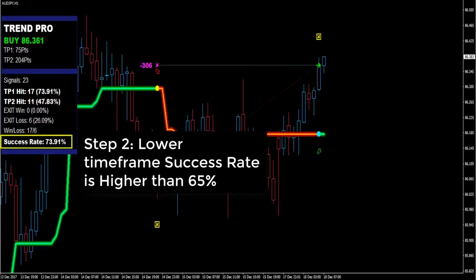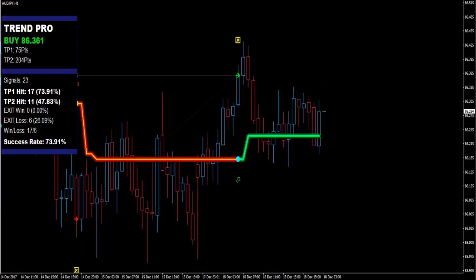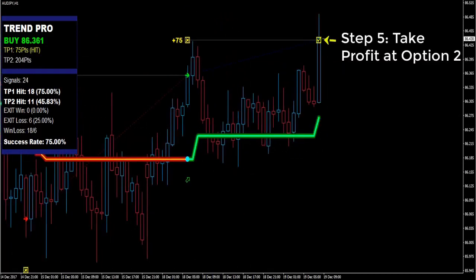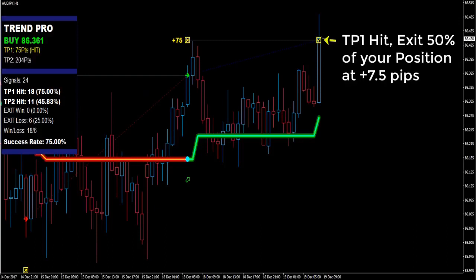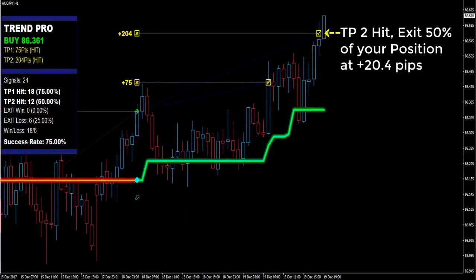Step 2. Lower time frame success rate is higher than 65%. Step 3. Enter at new buy signal. Step 4. SL at new sell signal. Step 5. Take your profit at option 2. TP1 hit. Exit 50% of your position at plus 7.5 pips. TP2 hit. Exit 50% of your position at plus 20.4 pips.